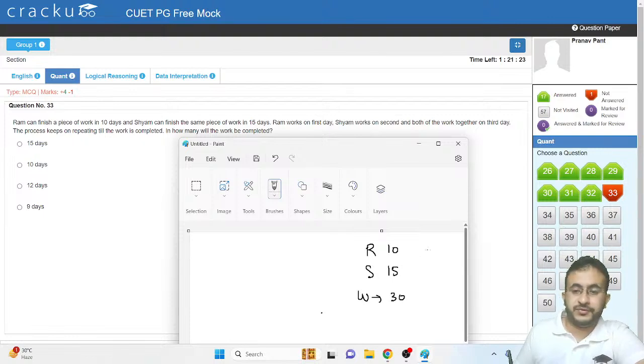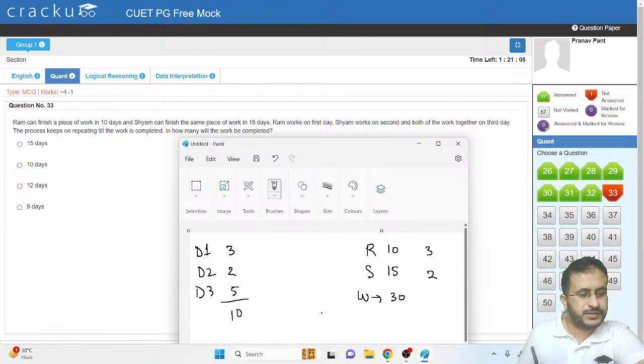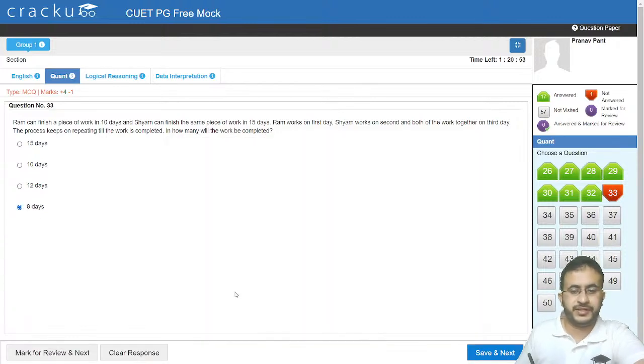Out of 30 units, Ram will do 3 units a day and Shyam does 2 units. So on day 1, Ram is working. Day 2, Shyam is working, 2 units. Day 3, both of them work, 5 units. So how many units is that? 10 units in 3 days. Now this will repeat, one cycle is this. Multiplying by 3 we get 30 units and 9 days. So in this way they can do it in 9 days.